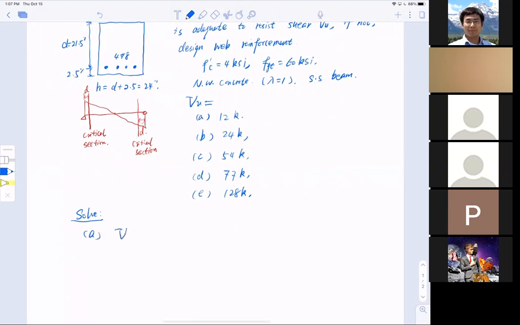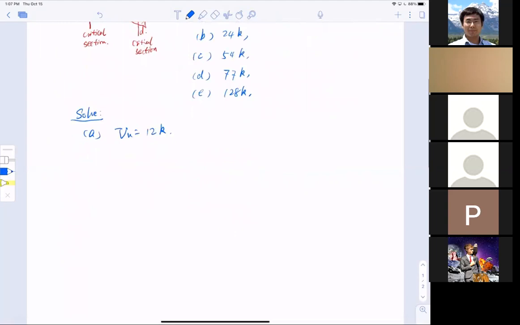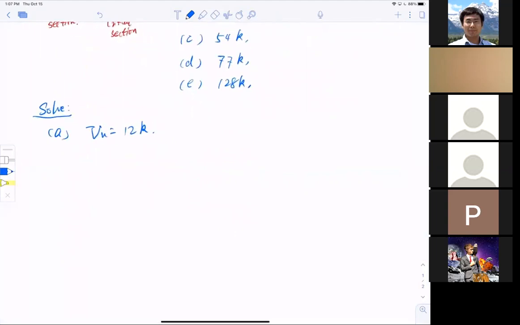So VU from A given is 12 kips, okay? And phi VN, which is the design shear, has to be bigger than or equal to VU, right? So let's check first, what is the concrete contribution, right?